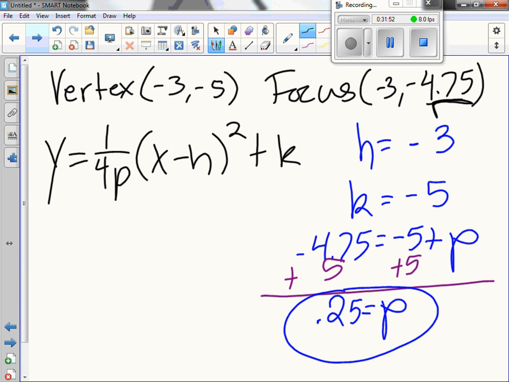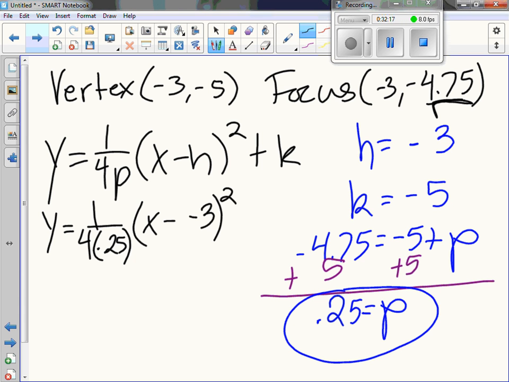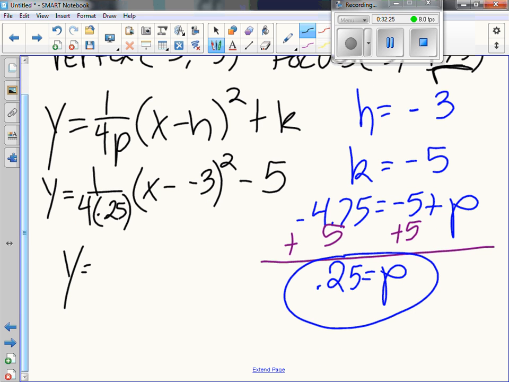Any questions on how we found h, k, and p? So we're going to plug 0.25 in for p. Our value of h is 3, and k is -5. Now 4 times 0.25. Negative and negative make a positive.